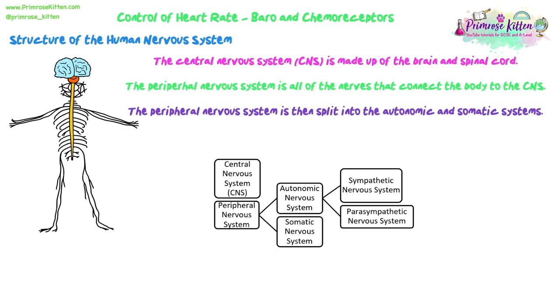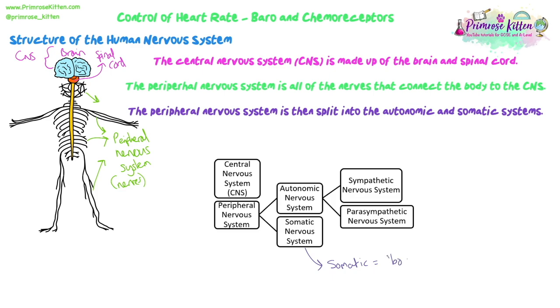Control of heart rate. And we're going to focus on baroreceptors and chemoreceptors. The main part that you will be familiar with is the central nervous system, the CNS. So that's made up of the brain and the spinal cord. We have our central nervous system and then we have our peripheral nervous system. Your peripheral nervous system is then split up into the autonomic and somatic nervous systems.